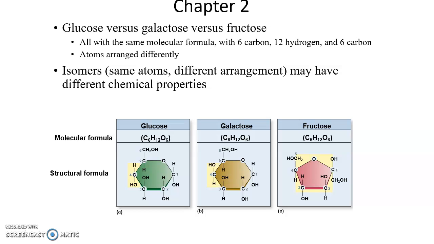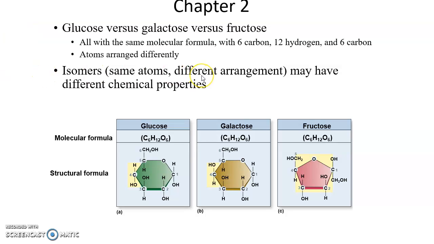So glucose, for example, is a very important sugar, very important carbohydrate, and it has 6 carbons, 12 hydrogens, and 6 oxygens. That should say oxygen on this slide. That is a typo. So 6 carbons, 12 hydrogens, 6 oxygens. But it also turns out galactose and fructose, other simple sugars, also have 6 carbons, 12 hydrogens, and 6 oxygens.